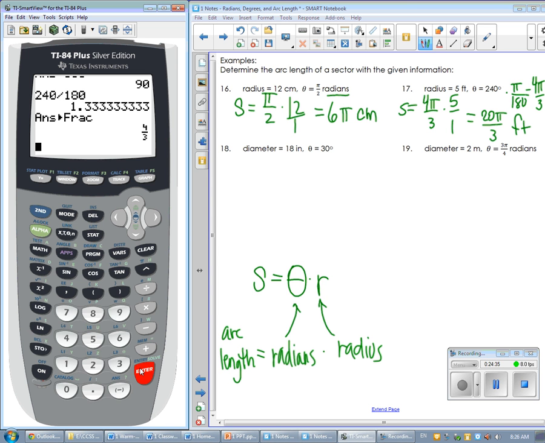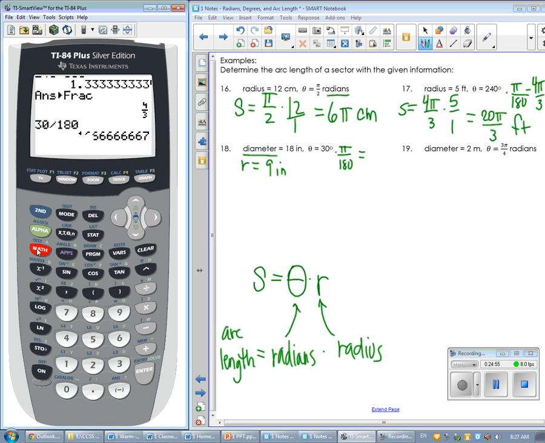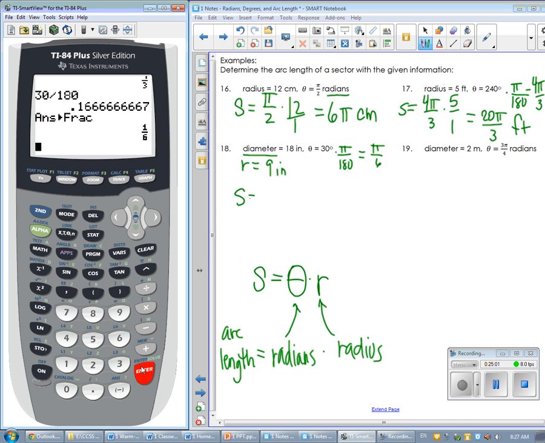In number 18, I have to be careful because I'm not given the radius, I'm given the diameter. That means that my radius is going to be half of that, or 9 inches. And notice again, theta is not measured in radians, so I have to change it. And 30 divided by 180, oops, I keep forgetting to change it to a fraction, is going to be 1/6, or pi over 6. So if I want to find the arc length, I'm going to take pi over 6 times 9, and that's going to be 9 over 1. Well, 9/6 is going to reduce to 3/2, or 3 pi over 2, and I want to make sure I include inches.